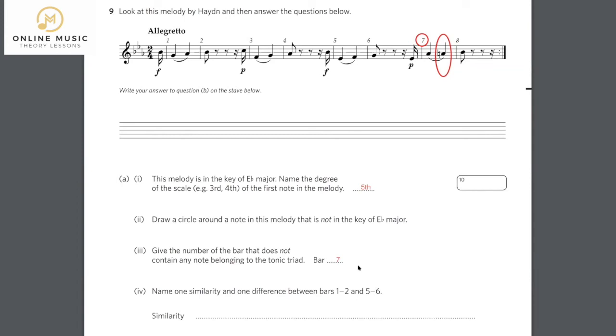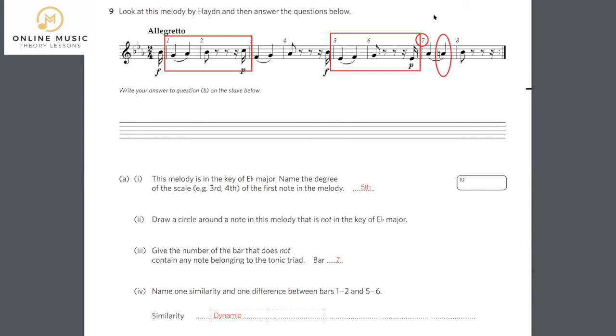Name one similarity and one difference between bars 1 to 2 and 5 to 6. So bars 1 to 2, not including the B flat there at the beginning, and 5 to 6 will be these here. So the similarities, the first one I would put, which is definitely true, is the dynamic. And there are also other options: rhythm, slur, melodic shape.